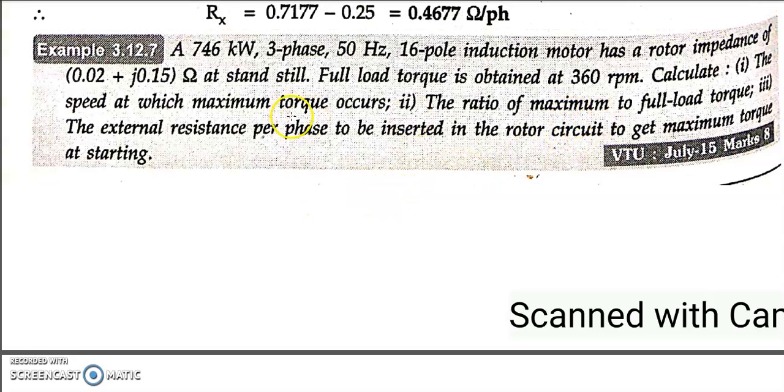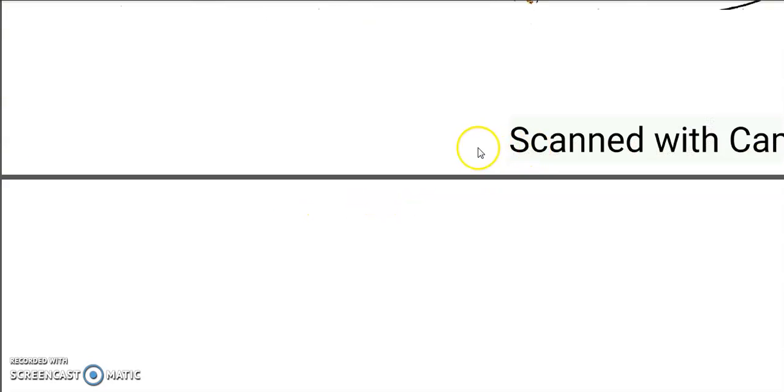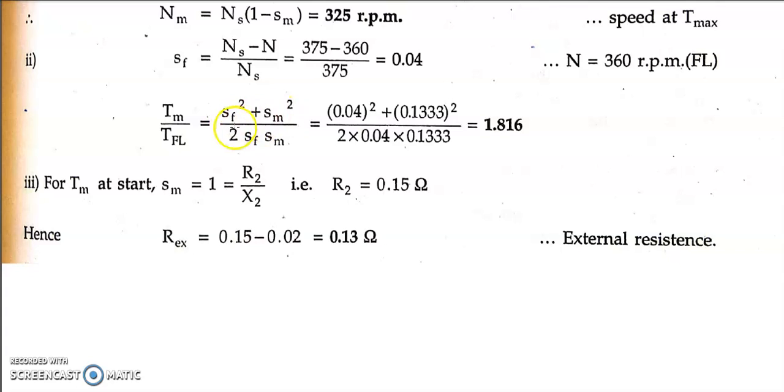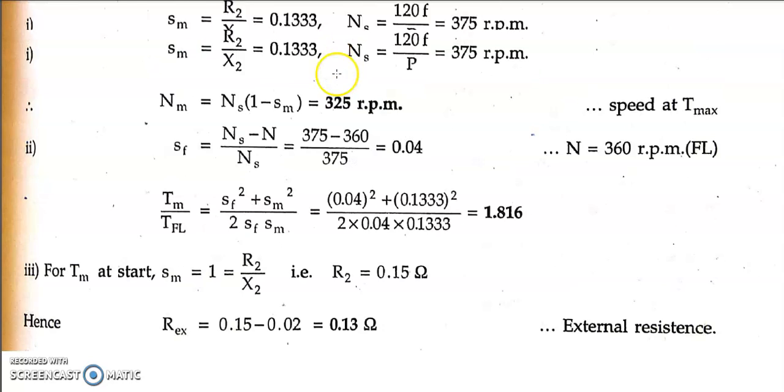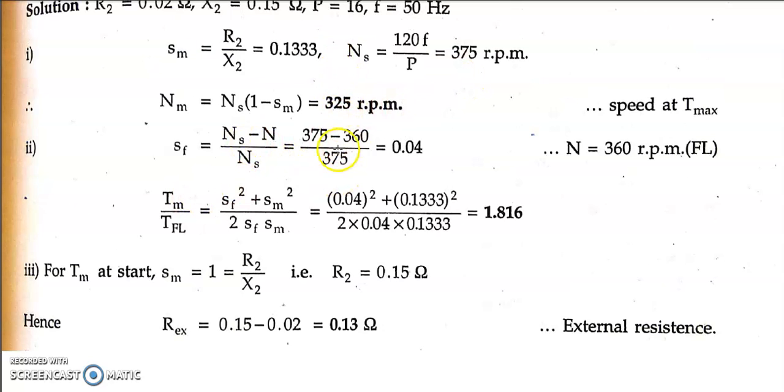The second question is, you're supposed to calculate the ratio of maximum to full load torque. So Tm by Tfl, you know the formula, Sf square plus Sm square divided by 2 Sf Sm. And to calculate Sf, you know that Ns minus Nfl, that is full load speed, is already given, that is 360 rpm. Substitute that, Ns 375, you already know this. Now calculate the Sf value and substitute back here. You're going to get the Tm by Tfl value 1.816. Okay, that is the ratio.